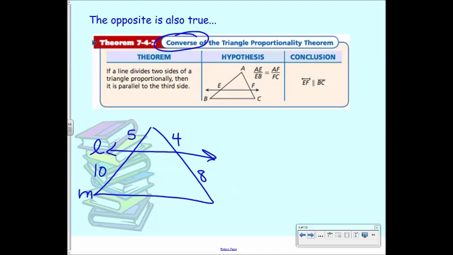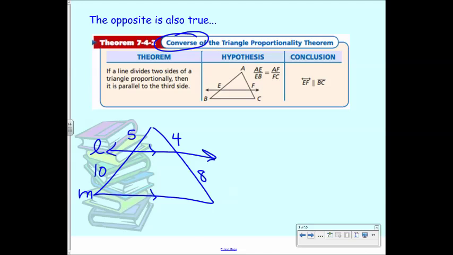Okay? So all that means is the converse just means you're flipping it backwards. So if they're proportional, you can prove that these two are parallel. If they're parallel, you know that they're proportional. So it's just back and forth. So converse and the original conditional statement.